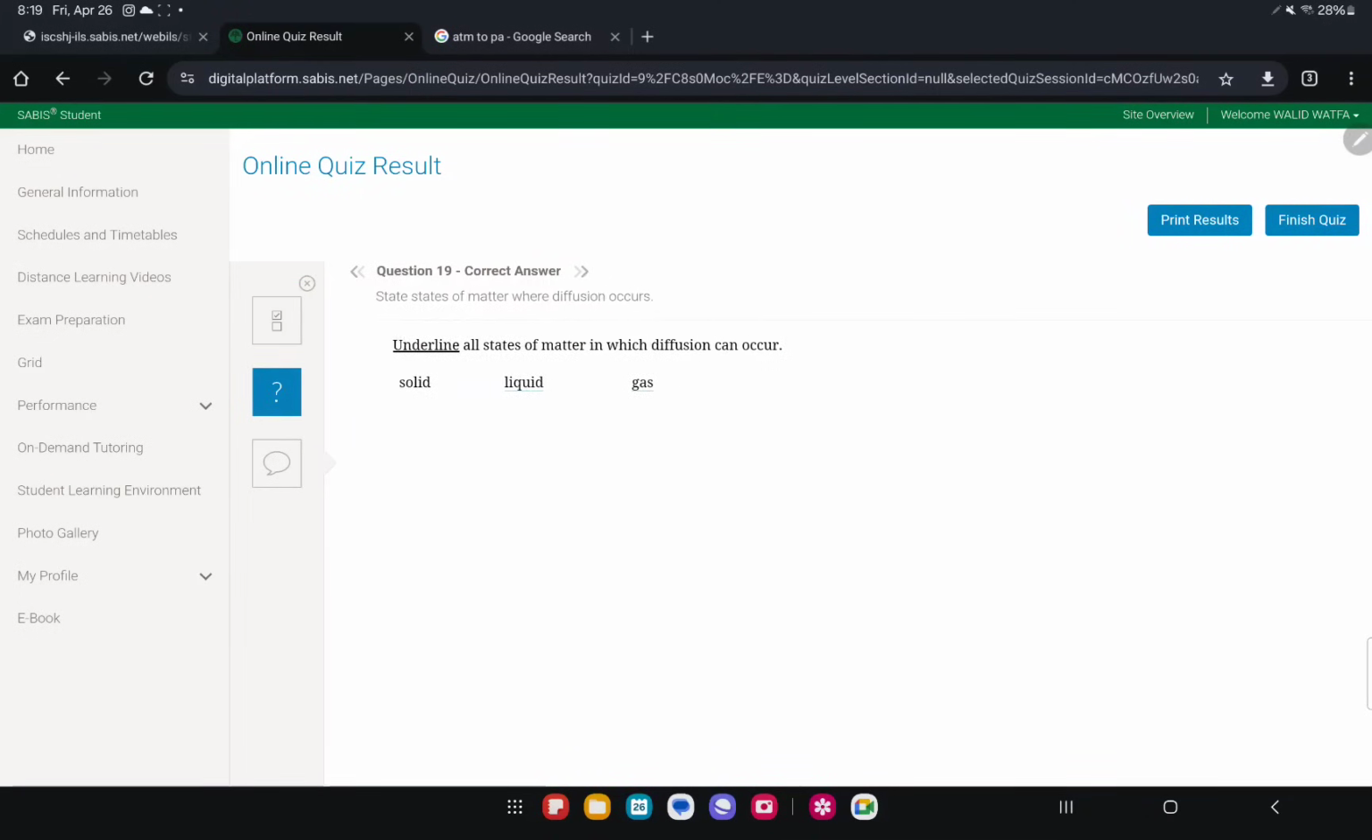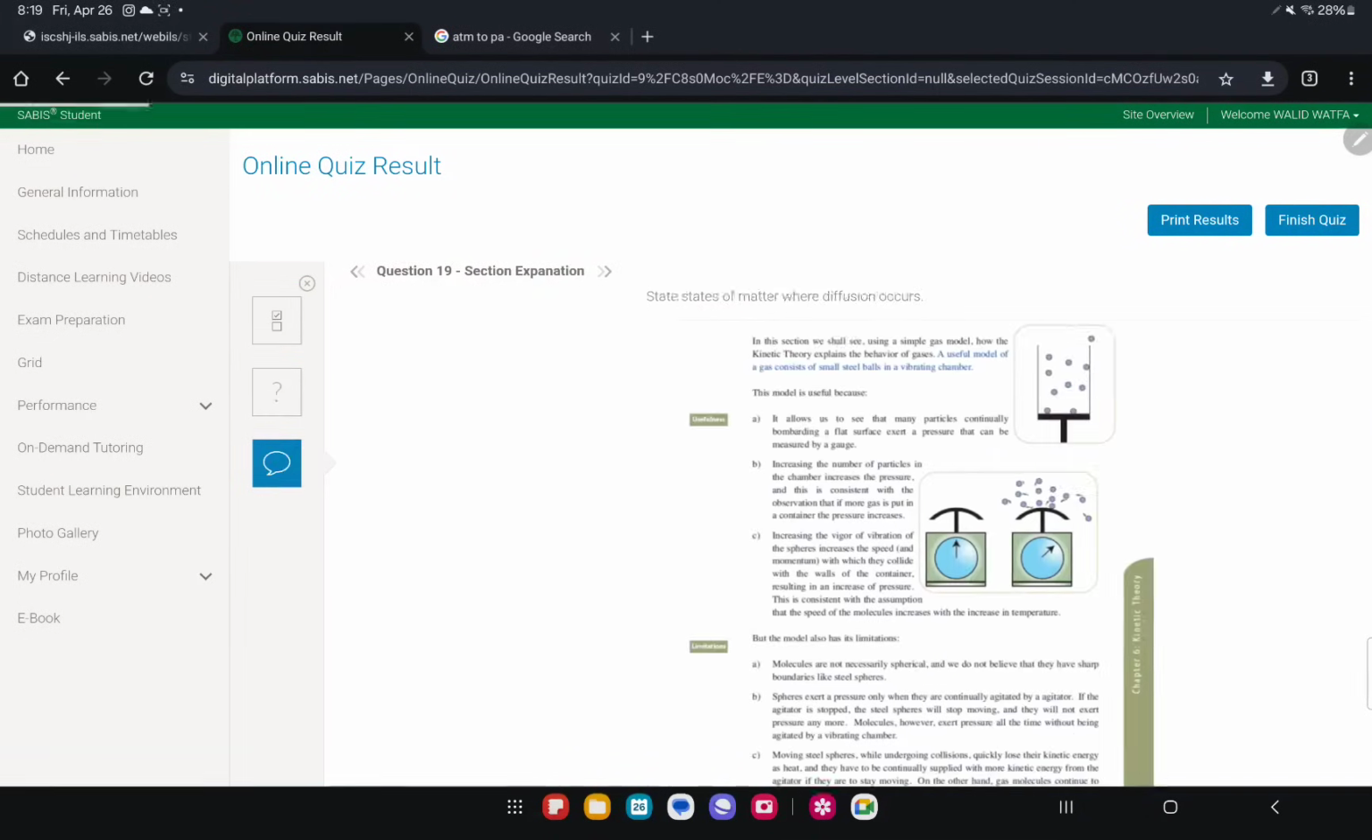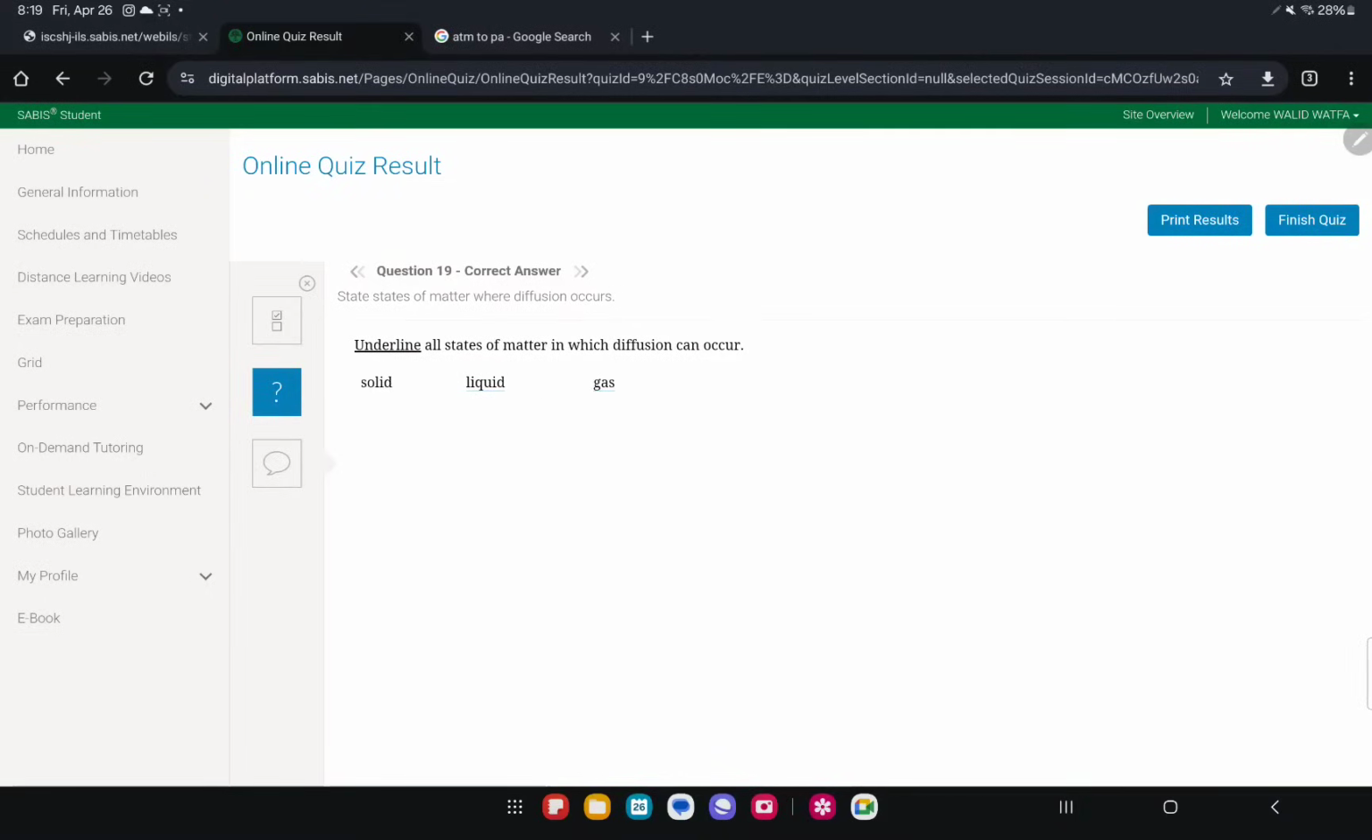Question 19. Underline all states of matter in which diffusion can occur. In my opinion, solid is correct. But I think in this question, they crossed out solid because it occurs so slowly in a solid that it's pretty much negligible. But in a liquid and gas, it occurs almost instantly.